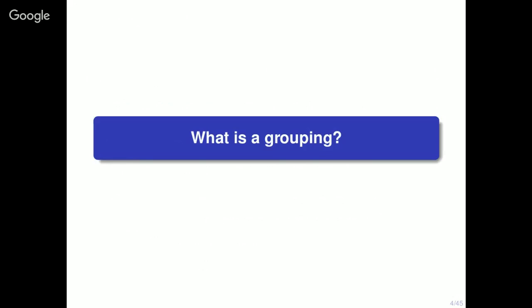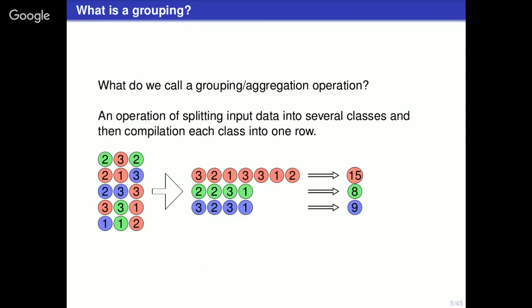What is a grouping? We call an operation a grouping and aggregation if it is an operation of dividing our result set, our input set, into several classes, and compilation of each class into a single row. This is how summation works.